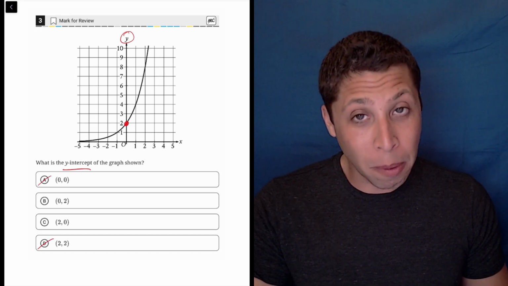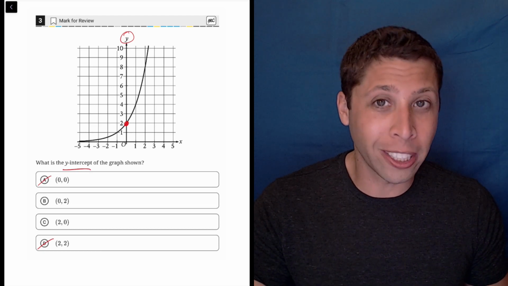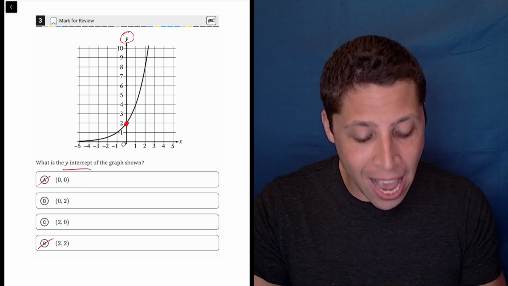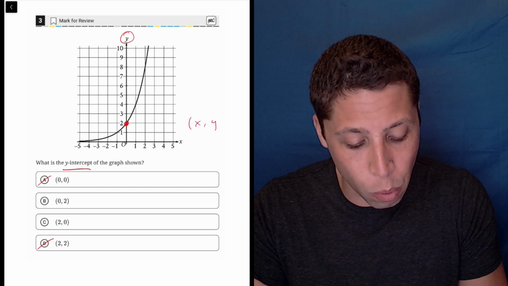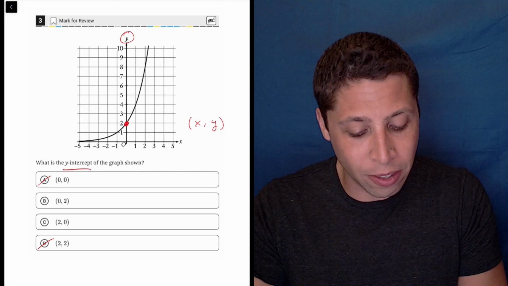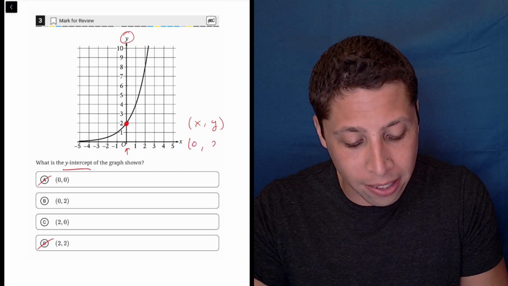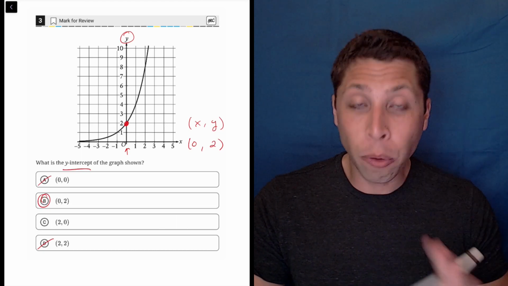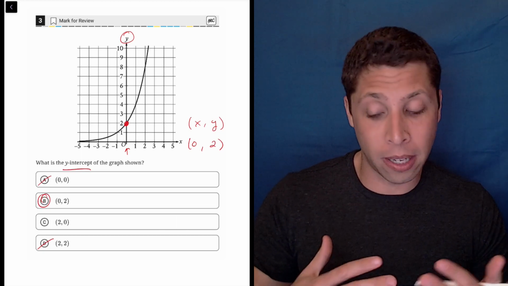So the problem is some of you are still not really good at looking at a graph and understanding how to pull a coordinate off of it. Remember that the x coordinate needs to come first. It's always xy. The coordinate of this point is 0 for the x and 2 for the y, and that is choice B.